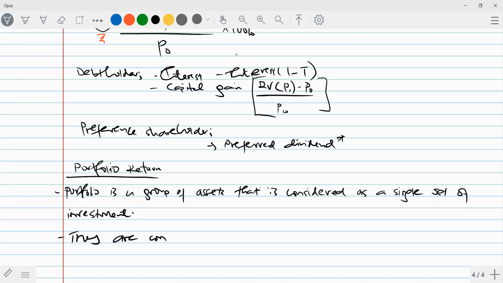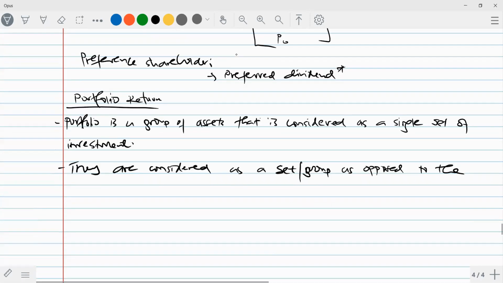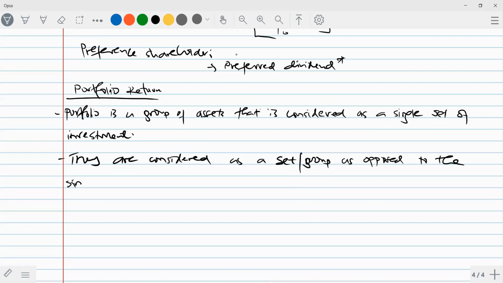You can see that they are considered as a set or as a group, as opposed to single asset investment analysis. When it comes to the analysis of the investment, we consider it as a set or as a group, not as if we're doing a single asset investment analysis. That simply is what we refer to as a portfolio.